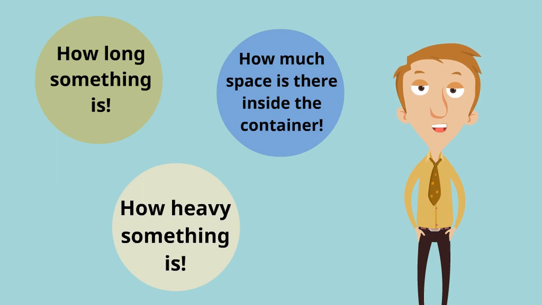Well, each of these three measure different things. Length is how long something is. Capacity shows how much space there is inside of a container, and weight is how heavy something is. Let's focus in a little bit more on capacity.